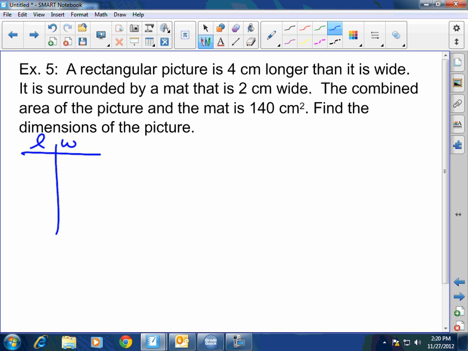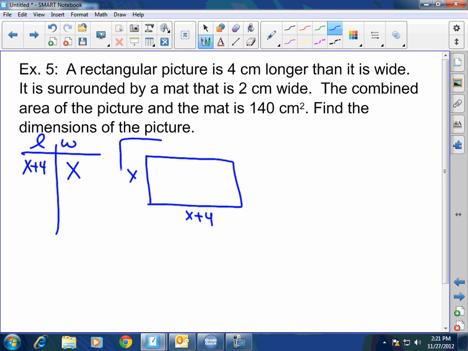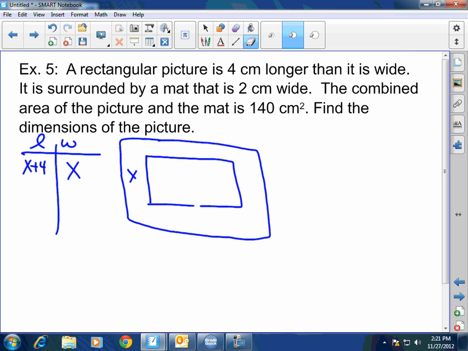Width. So width is x, and length is what? 4x or x plus 4? x plus 4, guys. Remember, it says it is 4 centimeters longer than. If it was multiplication, it'd say 4 times as long as. So now it's surrounded. Why don't we try to draw a little picture here? We've got x and we've got x plus 4, right? To make this less confusing, why don't I put this inside?